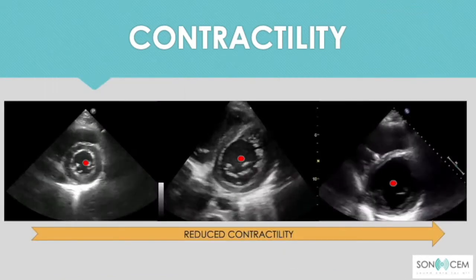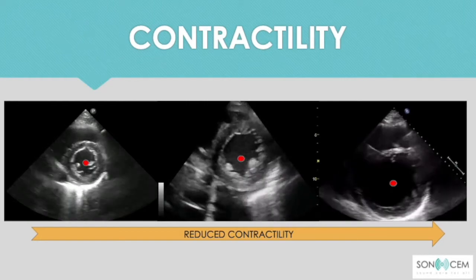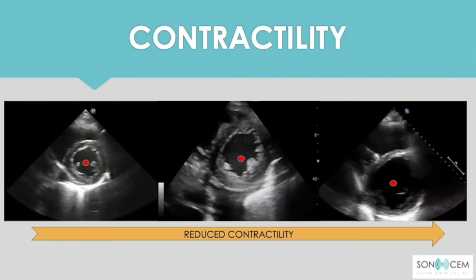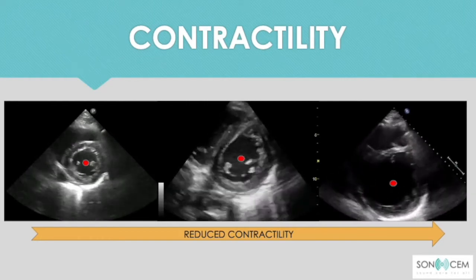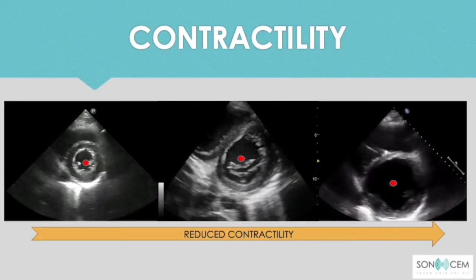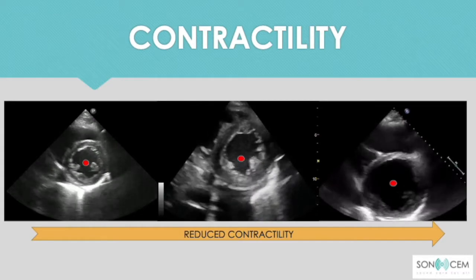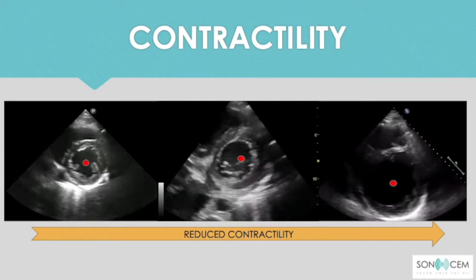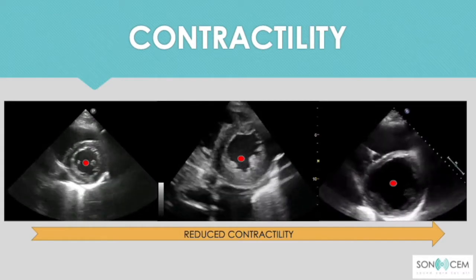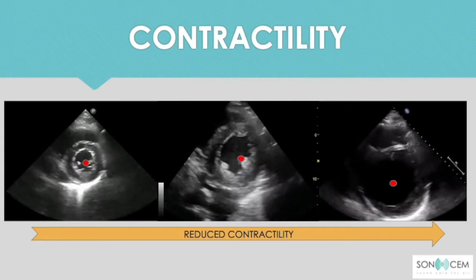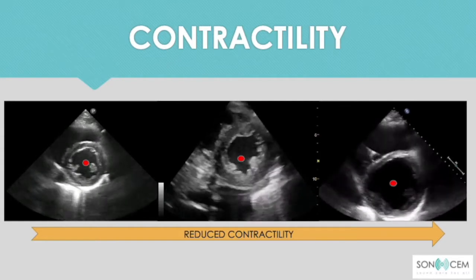This is an example of LV contractility. As the image moves towards the right side, the contractility reduces. You can see from the left side, good contractility. In the middle, moderate contractility. And the last one is very poor contractility.